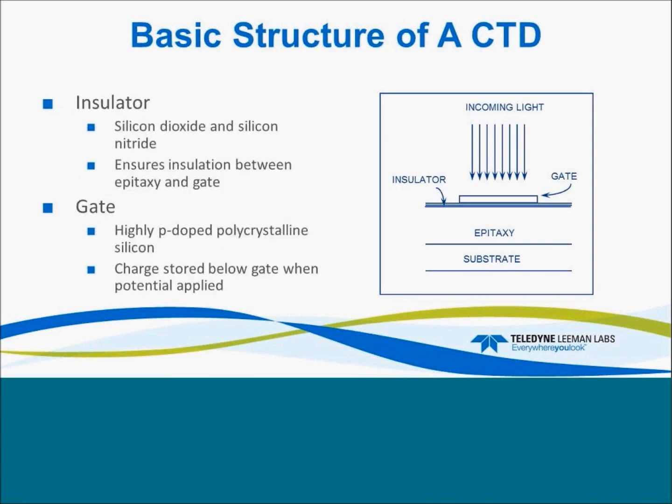There's an insulator that ensures the insulation between the epitaxy and the gates. And the gates are what allow the charge or the photons to pass through. And charge is stored below the gate when you apply potentials, and that's how these devices make measurements. There's a potential well that will exist in this epitaxy region, and that's how the device will handle charge.